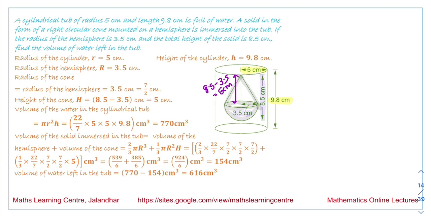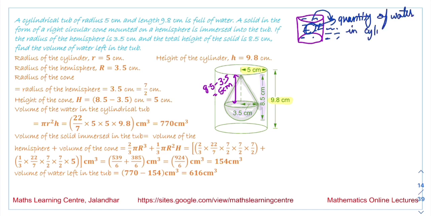Now what we have to find is the volume of the water left in the tub. So we are saying that this cylinder is there. Suppose it is full of water. When we immerse this solid in this cylinder, some water will come out and some will be left over here. So basically we are talking about the quantity of water in the cylinder.